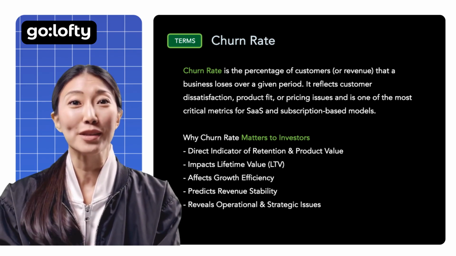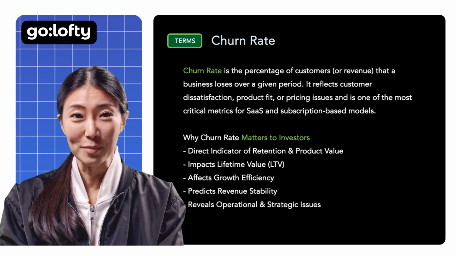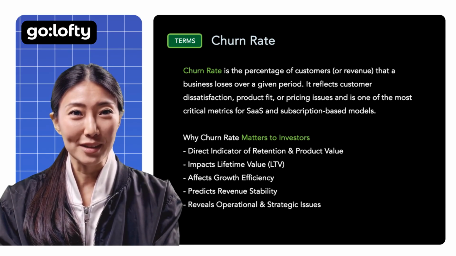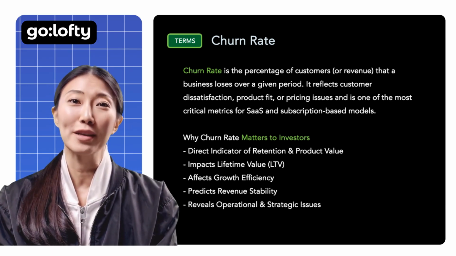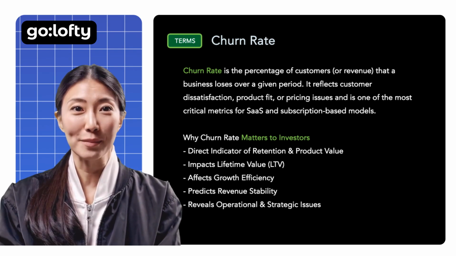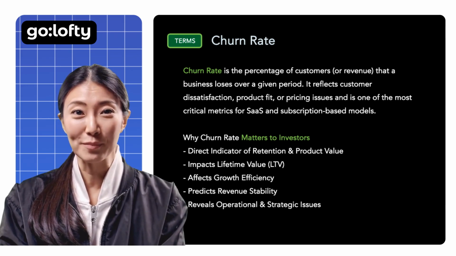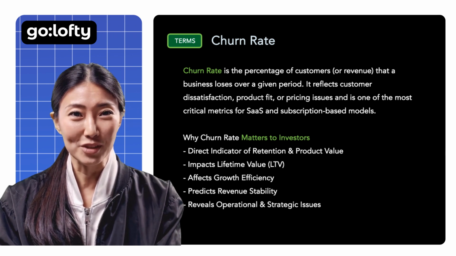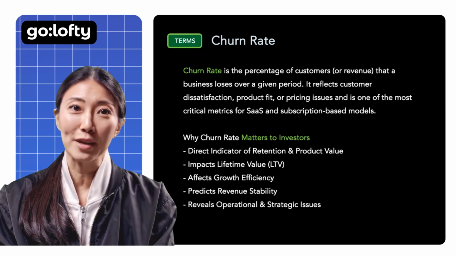Churn rate is the percentage of customers, or revenue, that a business loses over a given period. It reflects customer dissatisfaction, product fit, or pricing issues, and is one of the most critical metrics for SaaS and subscription-based models. Why churn rate matters to investors. Direct indicator of retention and product value. High churn means customers don't see enough value to stay. That's a red flag. Low churn suggests stickiness and strong product market fit.